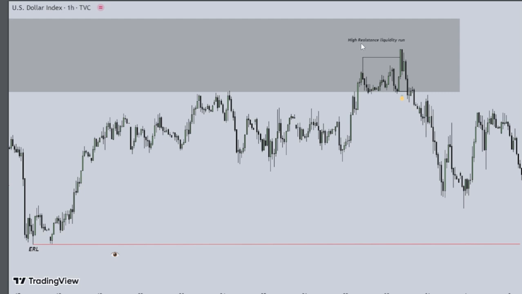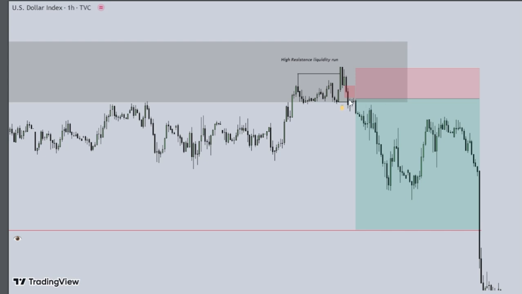Let's tap on the internal range liquidity, and what are we looking for? We are looking for a high resistance liquidity run. The market gives us a high resistance liquidity run, and then we have a change in state of delivery. After that, we can enter on any fair value gap we have. Here we have a fair value gap. We can enter here, stop above this high, and the target is external range liquidity.